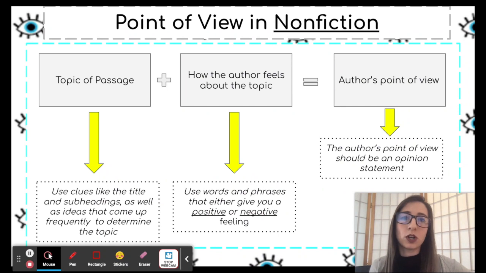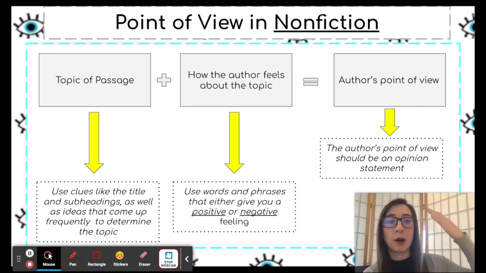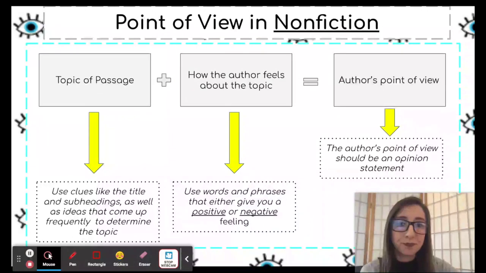So let's look a little more closely. How do we do this? To find the topic of the passage, normally this might jump right out at you, but if it does not, you can use clues like the title, subheadings, as well as any ideas that come up over and over throughout the passage. That should tell you what it's mainly about.